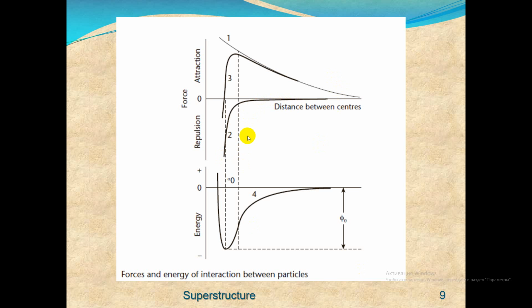If these forces are added, we obtain a resultant force curve 3. Curve 4 shows that the system has minimum energy at the zero force spacing and will therefore be in equilibrium.